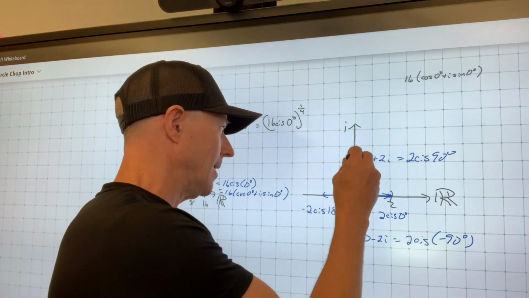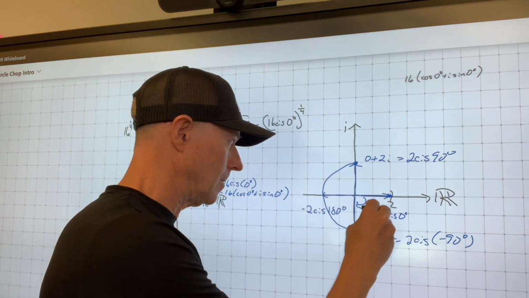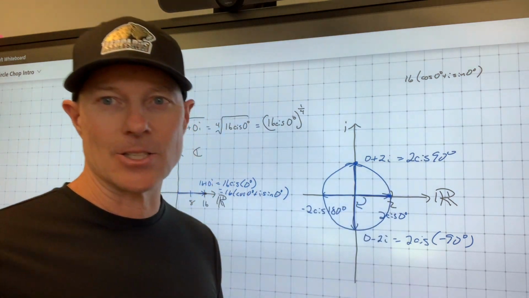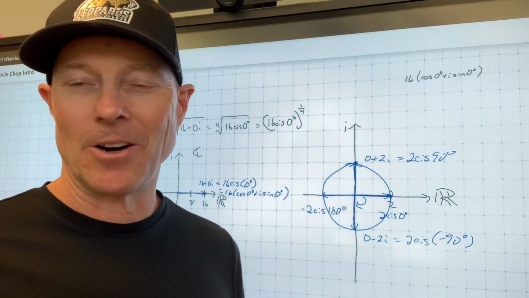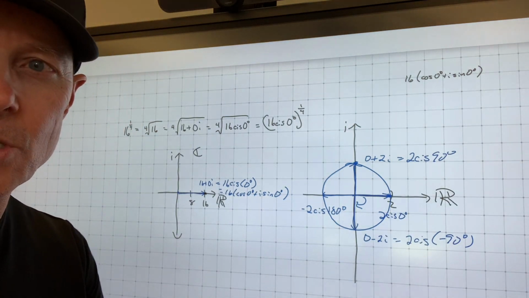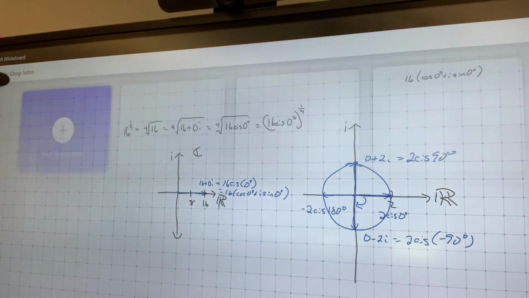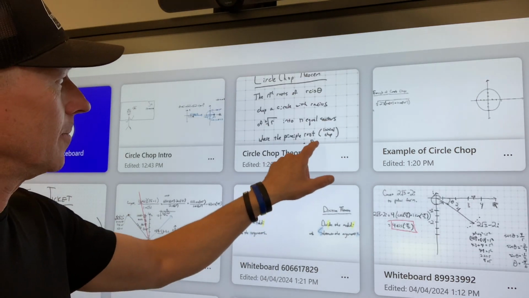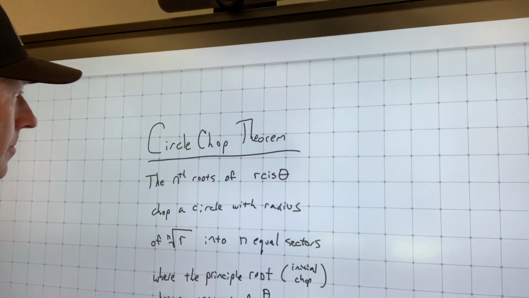And notice they chop up a circle into four equal sectors. So that we call the circle chop theorem. Let's state the circle chop theorem. Let me switch slides. So I have it right here. Let's open this one up.